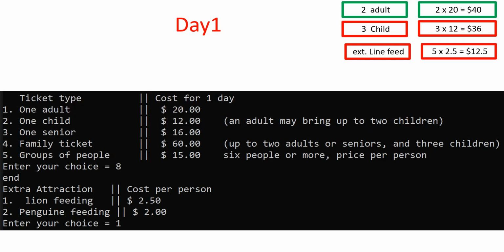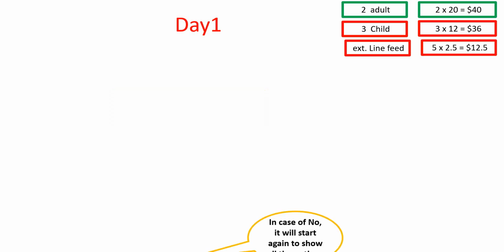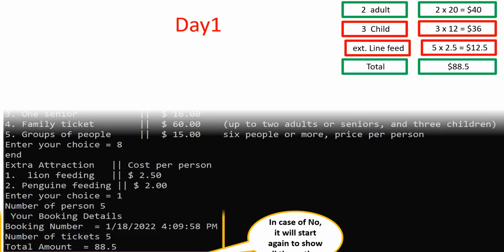Next option is extra line feeding. Suppose you are getting an extra option, that is line feeding. Line feeding is 2.50 per person. And how many persons are there? Total 5 persons. 5 times 2.5 will give you 12.5. And it shows me the total cost is 88.5.